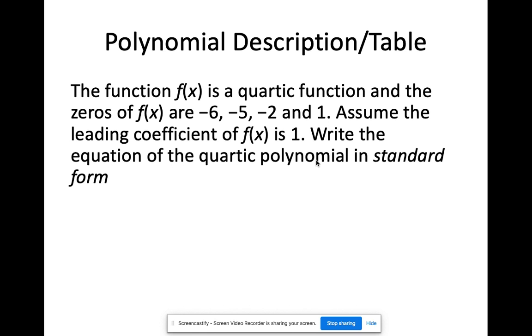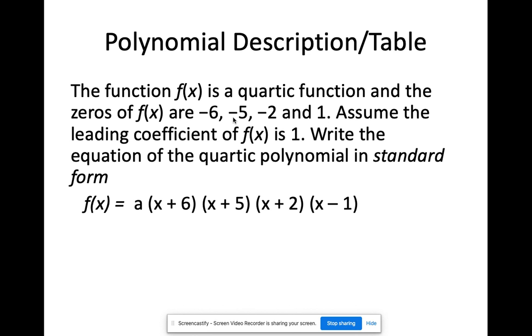So here the function f of x is a quartic function, which means it's x to the 4th, something. And the zeros of f of x are -6, -5, -2, and +1. We're going to assume that the leading coefficient of f of x is 1. So write the equation of the quartic polynomial in standard form, which means the long version. Okay? Since -6, -5, -2, and 1 are the zeros, x plus 6 is a factor, x plus 5 is a factor, x plus 2 is a factor, and x minus 1 is a factor.